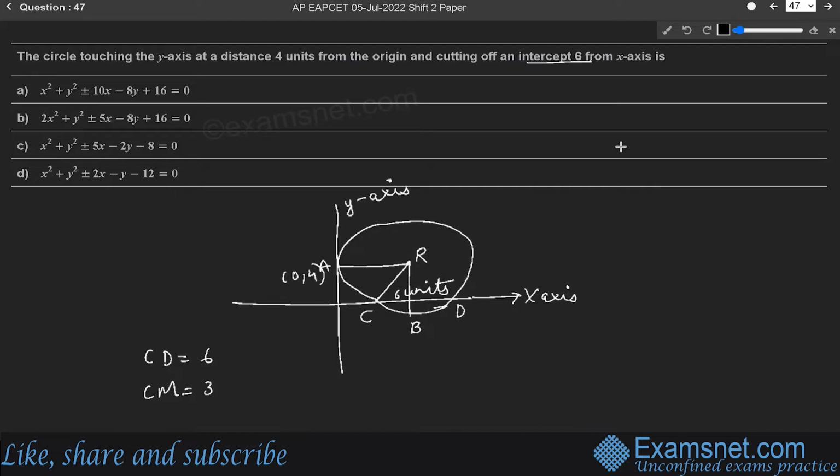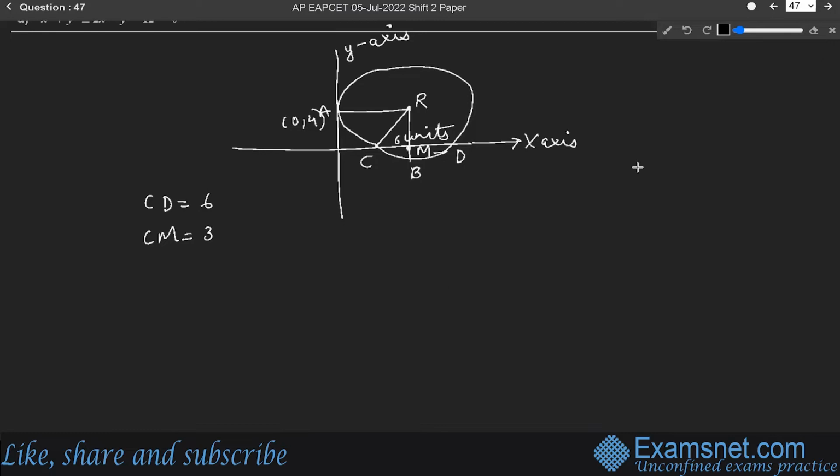CM means the midpoint. Consider this midpoint as M. So CM will be 3. Again, RM will be 4 because we know that the distance between origin to A is 4, then the distance between M to R will be also 4.